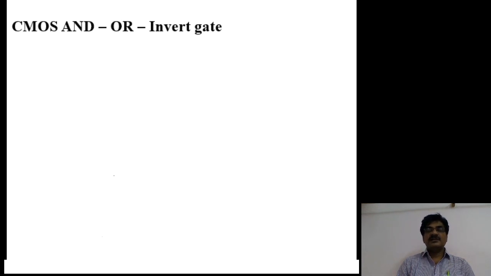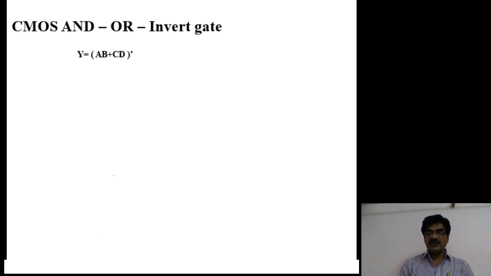I said already, before going to construct, first of all you need to write the Boolean equation. The Boolean equation of AOI gate is (AB + CD) whole bar. Therefore, it has 4 inputs A, B, C, D. Hence, 4 NMOS transistors you need to consider and 4 PMOS transistors you need to take. And let us see what is the connection between NMOS transistors and PMOS transistors.